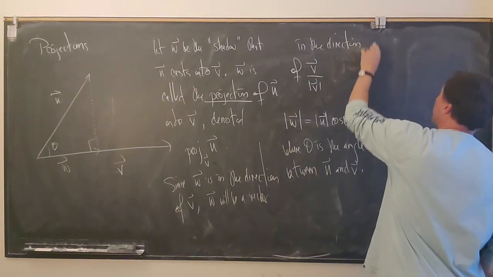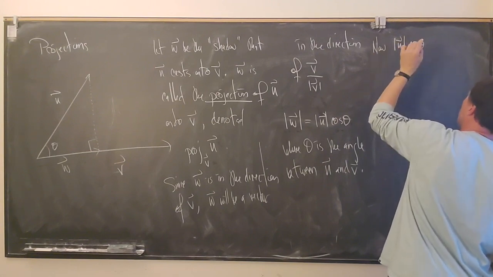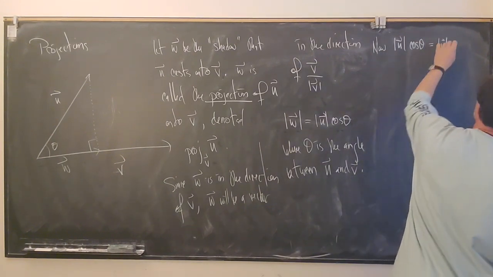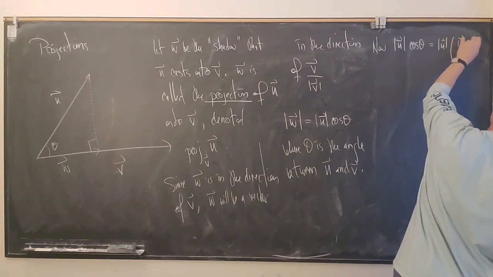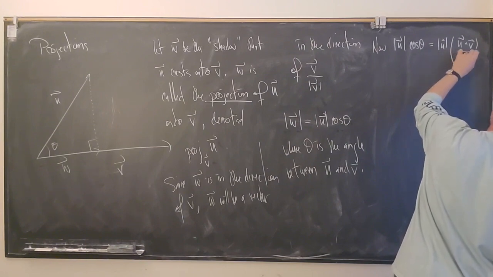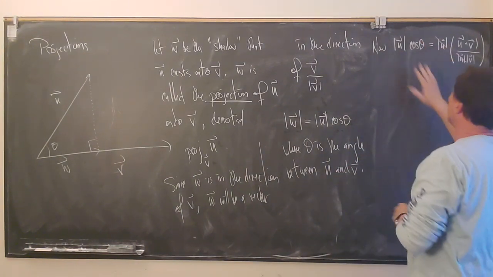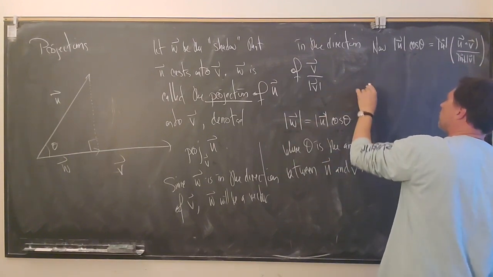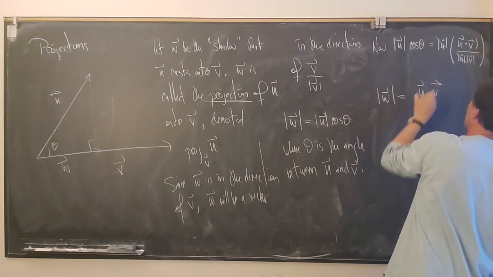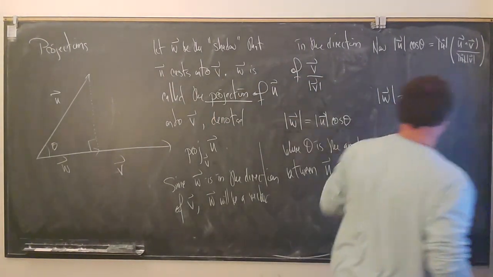Now what we have is length of U times cosine of theta, and remember our formula: cosine of theta is equal to U dot V divided by the length of U times the length of V. If you cancel, and remember that this is equal to the length of W, now we have that the length of W is equal to U dot V divided by, sorry, not divided by V, divided by length of V.